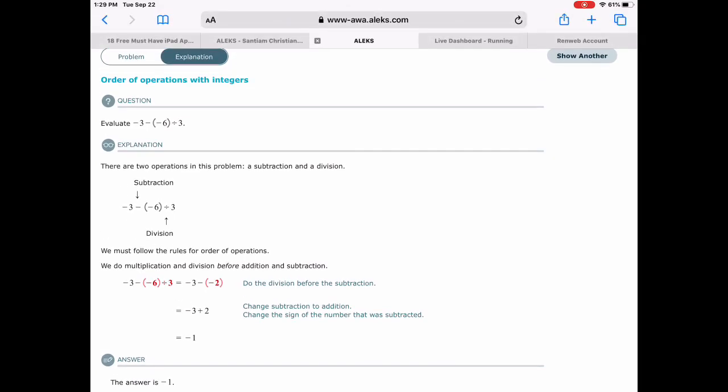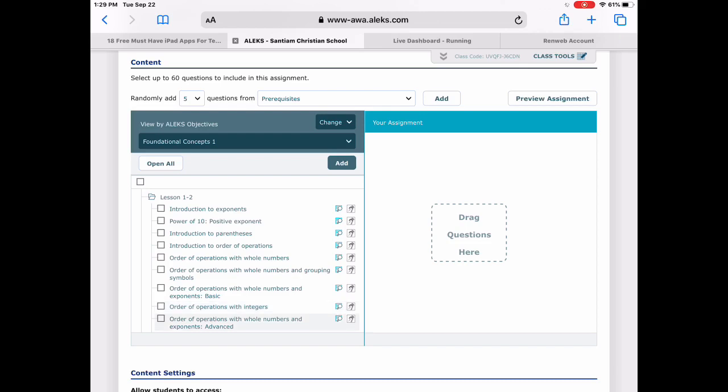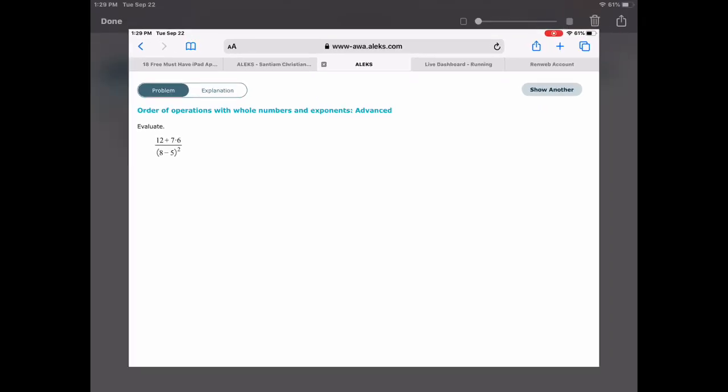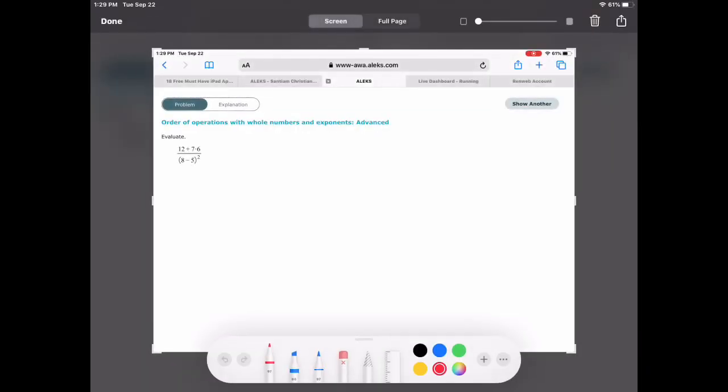Welcome to look at it. All right, and then we're going to throw in a big old fraction. No problem, right? Fractions themselves are a little bit like parentheses. The stuff that's on the top and the stuff that's on the bottom are as if they're in parentheses. Okay, so we're going to deal with the top here. We have 12 plus 7 times 6. Let's just deal with that.